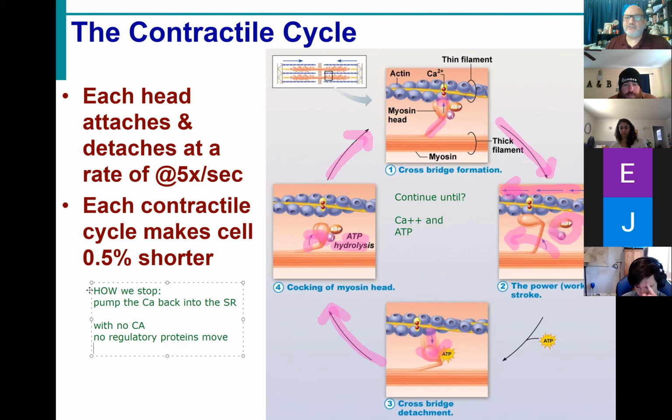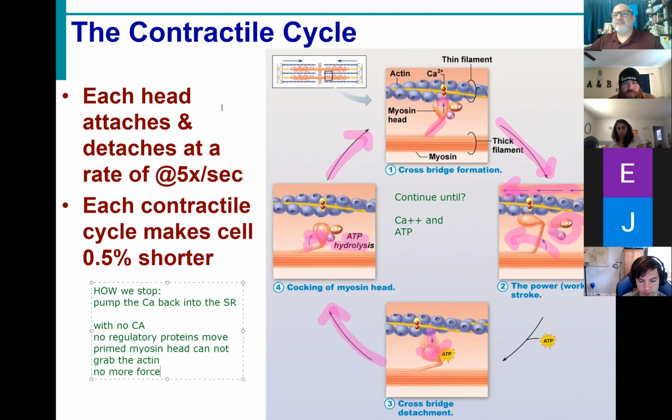And when no regulatory proteins move, suddenly that primed myosin head cannot grab the actin. And if it can't grab the actin, no more tension. Bingo. I guess for consistency, we should make this red, because essentially what we just talked about is termination. However, if you notice, the termination process is really simple.